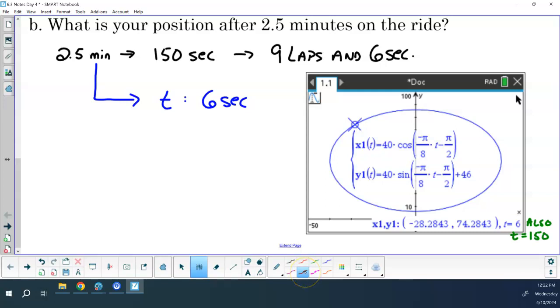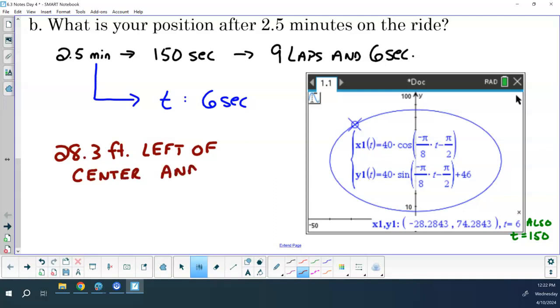So according to this, we are 28.3 feet left of center. And we are 74.3 feet high off the ground.